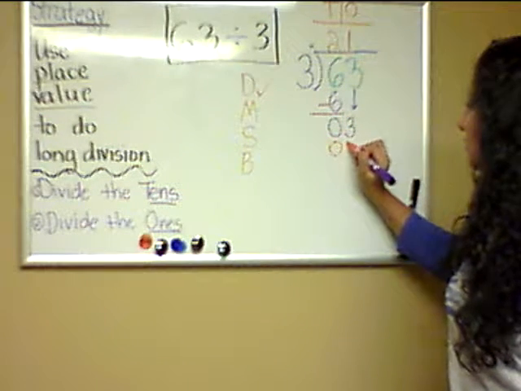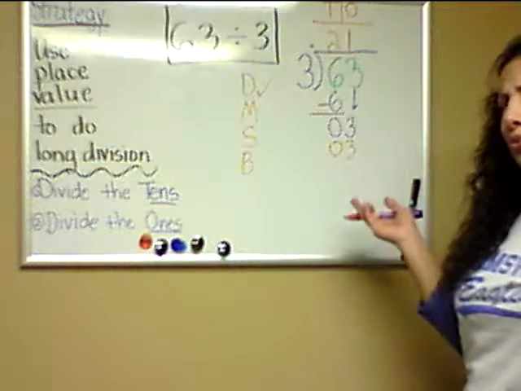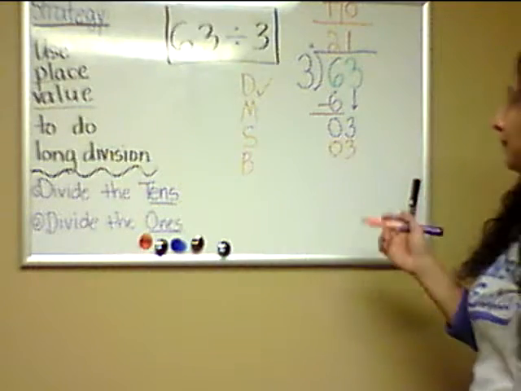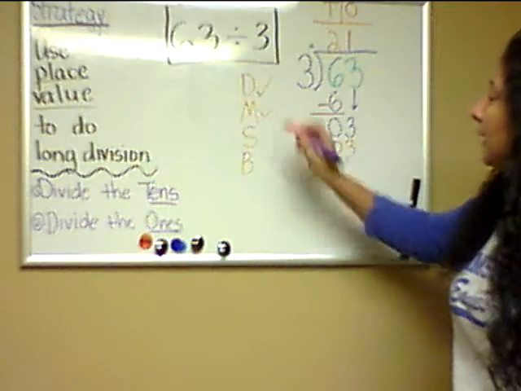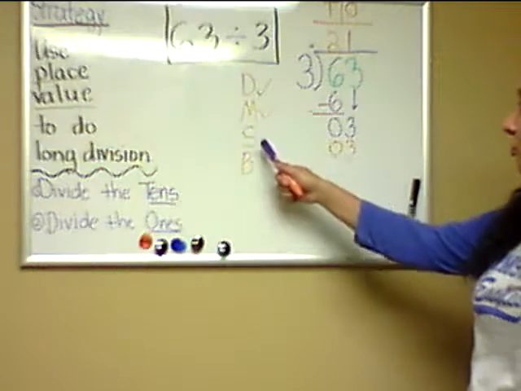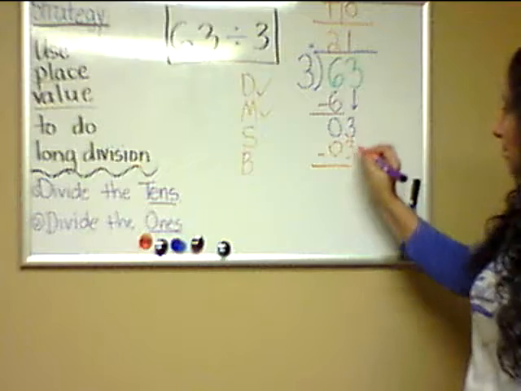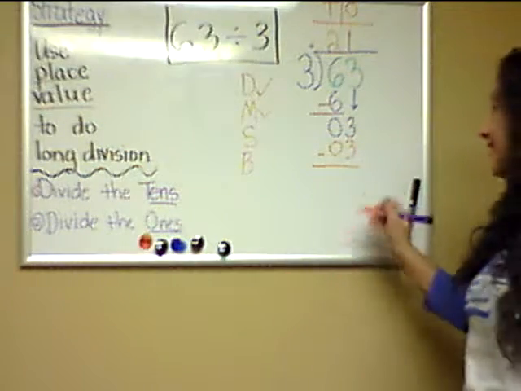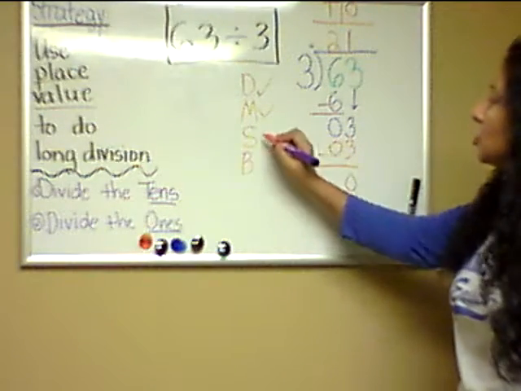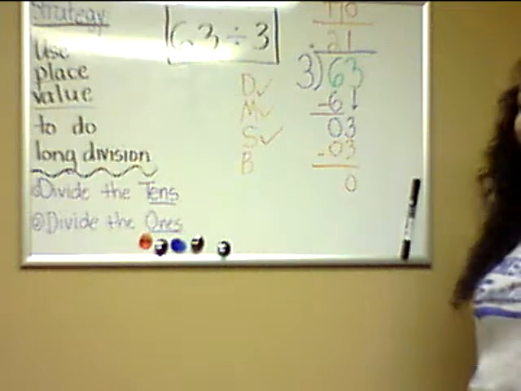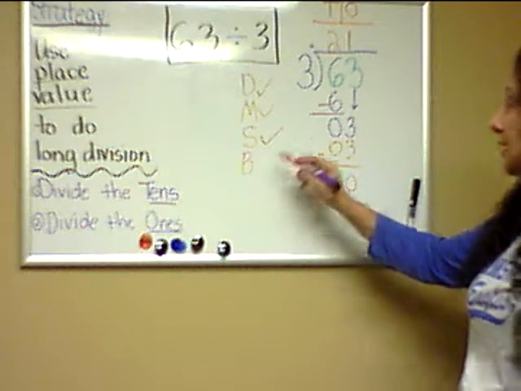Write it down. You could have just written 3 instead of 0, 3. That's fine. We just multiplied. Next step is to subtract, just like we did here. 3 minus 3 is 0. Check it off. And our last step is B, for bring it on down.